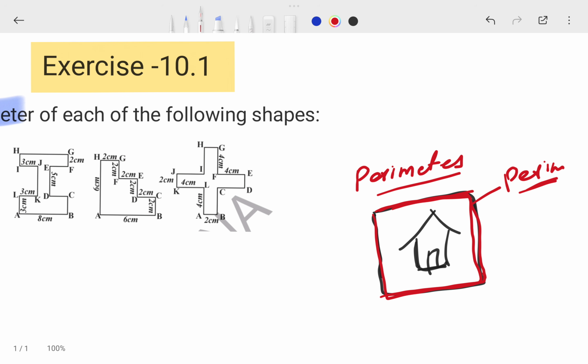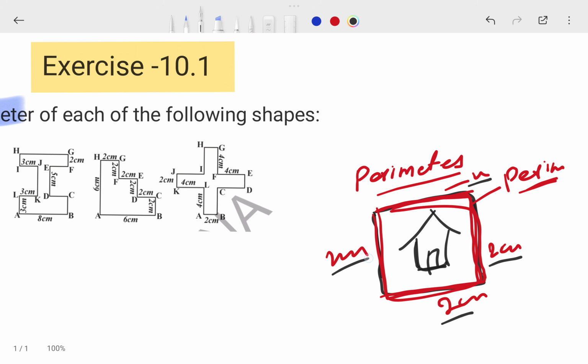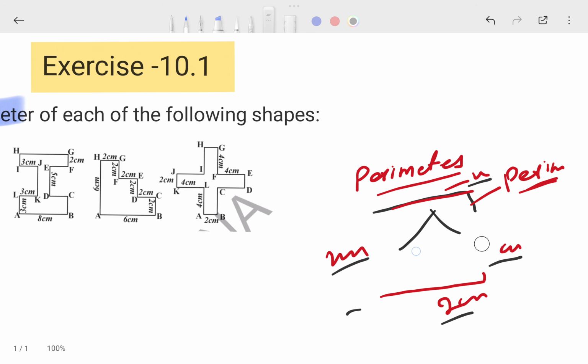Now let's suppose this side is 2 centimeter, this is also 2 centimeter, this is also 2 centimeter, and this is also 2 centimeter. This boundary is called the perimeter. So how can you find it? Add it. 2 plus 2 is 4, 4 plus 2 is 6, plus 2 is 8. So what is the perimeter of this one? The perimeter is very simple: the perimeter is 8 centimeter. I hope you understand the perimeter.